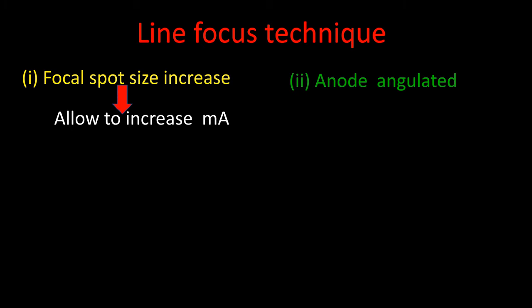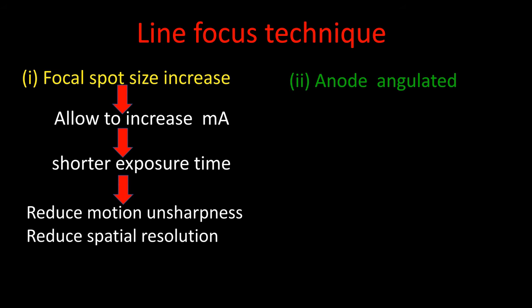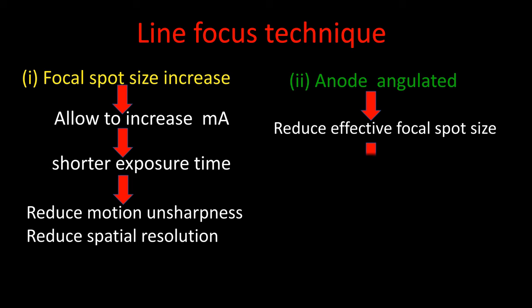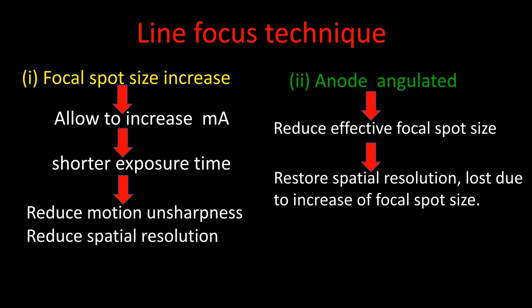Increased focal spot size will allow us to increase tube current. Increasing tube current will reduce exposure time. Shorter exposure time will reduce motion unsharpness. Angulating the anode will result in reduction of effective focal spot size. Reduction of effective focal spot size will increase spatial resolution, which was lost due to increase of focal spot size.